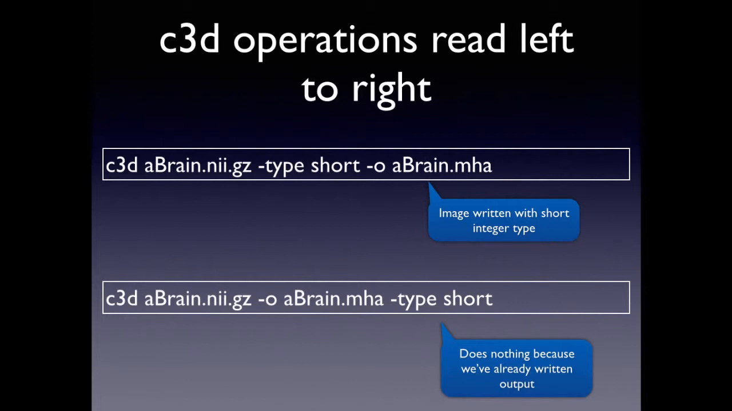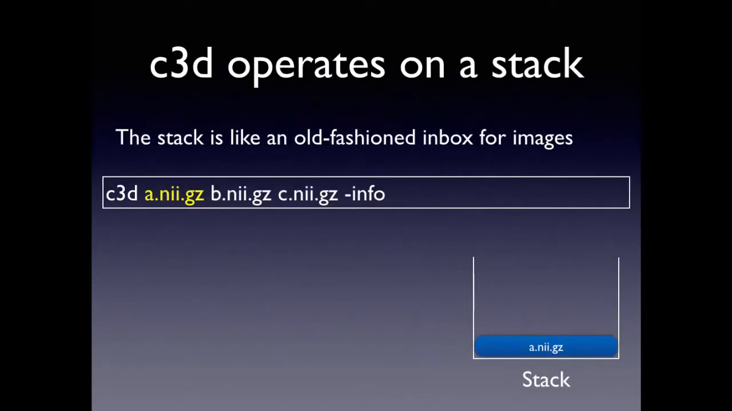So in the example on the bottom here, if we say minus type short, after we've already written out the image in the middle with minus O, we actually do nothing because it's already done writing that image by the time it gets there. So everything reads left to right. And the way it handles images is by use of a stack.